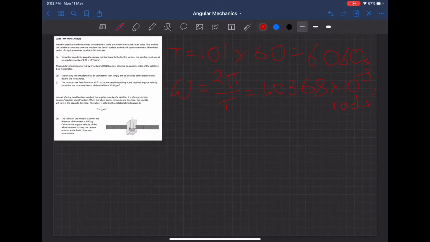Okay, now we look at the numbers that we've used, and we're going to round it to 3 significant figures, and we will get our answer for A as 1.04 times 10 to the negative 3 rad per second. Cool. So that's A done.